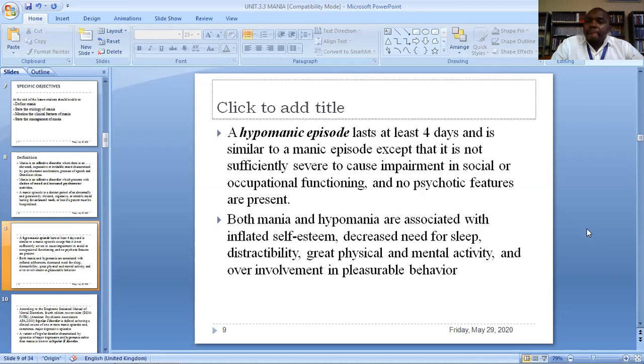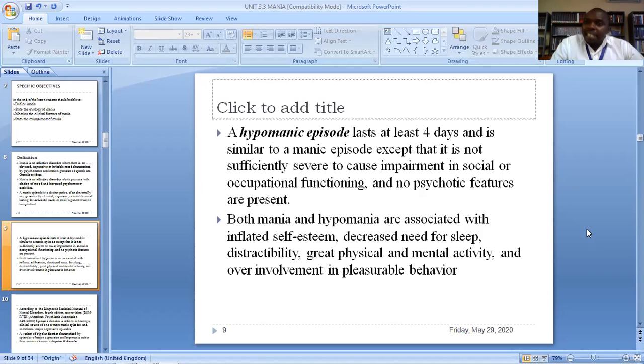So when this person who has mania is in a hypomanic episode, they can socialize well. They can also function occupationally well because they don't even have psychotic features. But the one who has a manic episode will have difficulties in socializing because of the grandiose ideas, pressure of speech, and also psychotic features, hallucinations, delusions. So for them to function socially or occupationally becomes difficult.